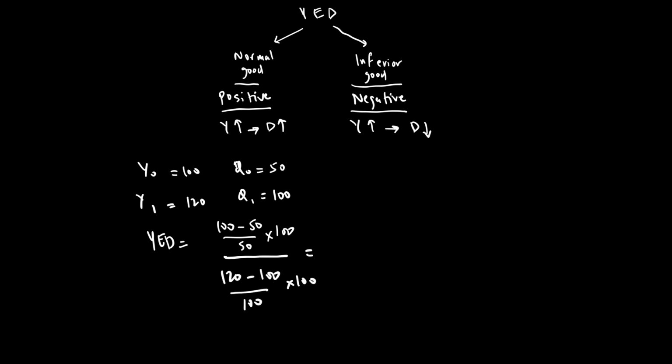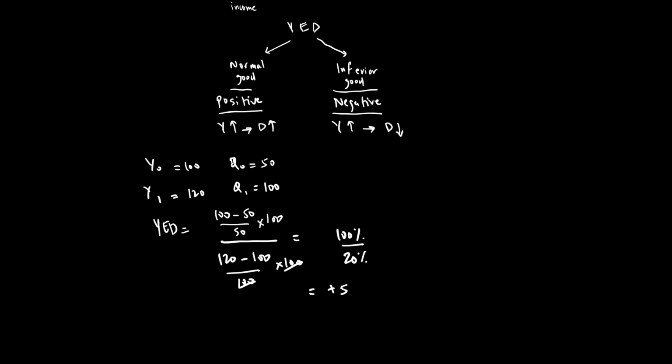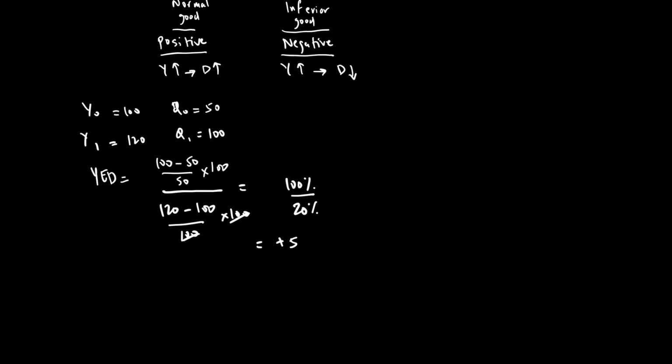So the numerator would be 100 minus 50, which is 50. 50 over 50 makes it 100%, while the denominator would be 120 minus 100, which is 20, and if you cancel this, that will be 20%. That will be 100% over 20%, which is a value of plus 5. So a plus 5 means that it is positive, which means it is a normal good.